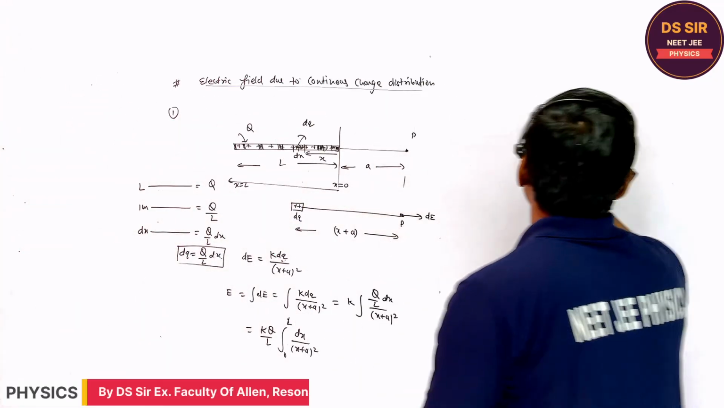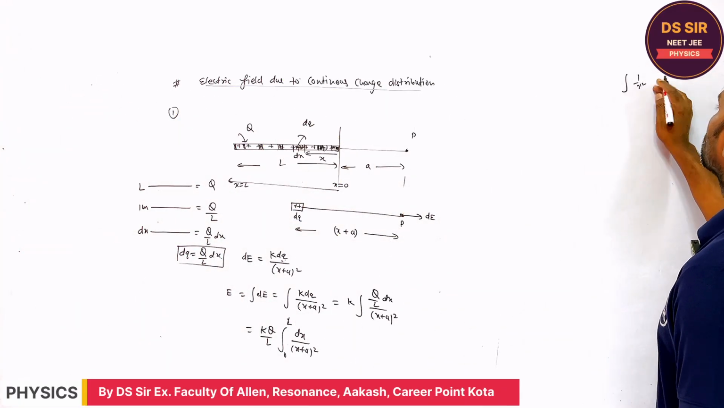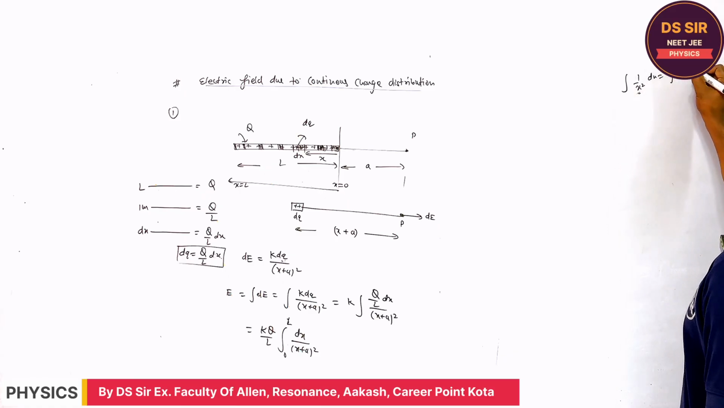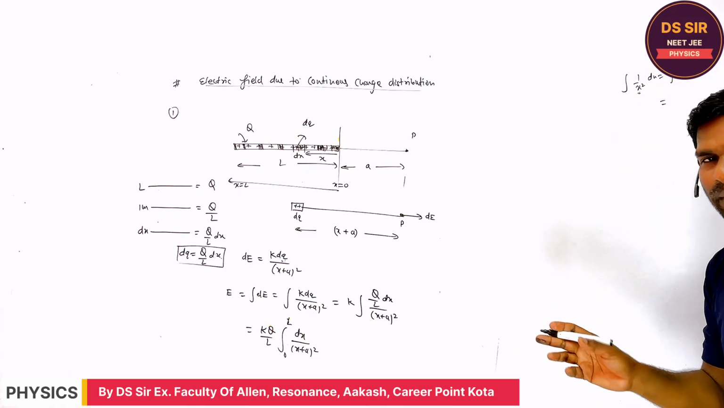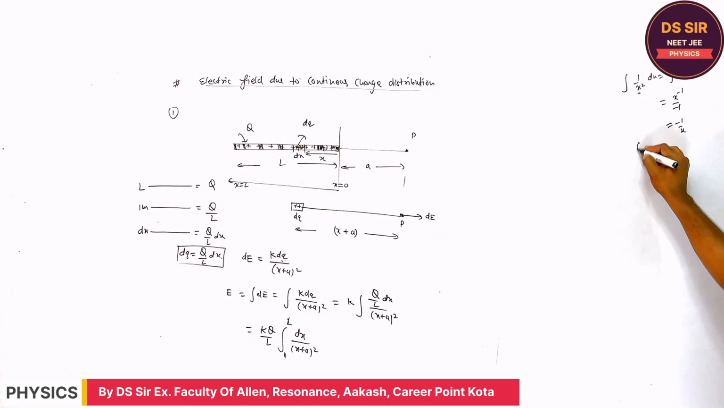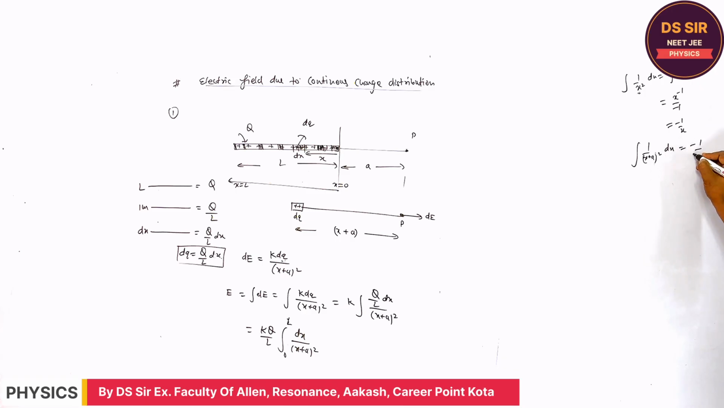Listen, one thing, how to integrate. If you know, the integration of 1 upon x square is the integral of x to the power minus 2 dx. By the formula x to the power n plus 1 upon n plus 1, you will get minus 1 upon x. In the same way, the integration of 1 upon (x plus a) whole square dx is minus 1 upon (x plus a).